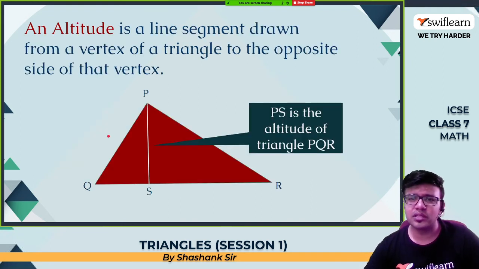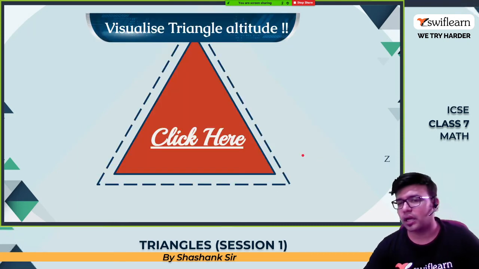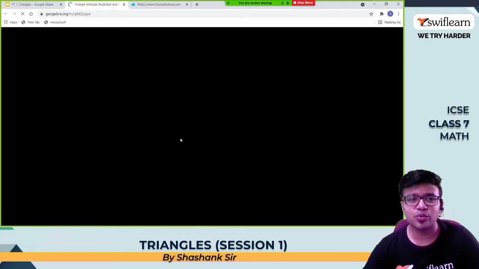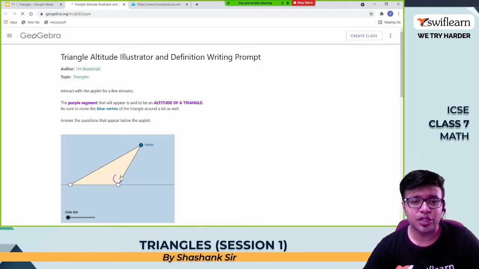An altitude is a line segment drawn from the vertex of a triangle perpendicular to the opposite side of that vertex. PS is the altitude of the triangle PQR. Now click here to visualize the altitude. Let's visualize the altitude.